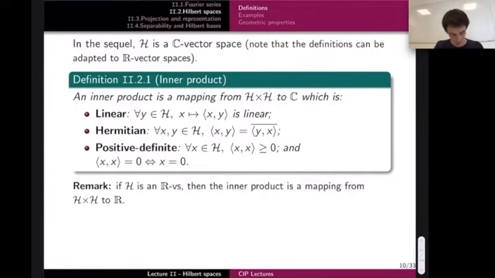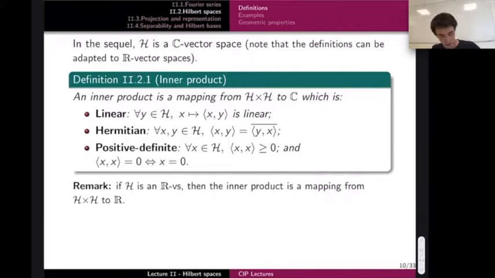So the first thing we ask of an inner product is to be linear. Be careful that this is linear with respect to the first variable here. Actually, it's not linear with respect to the second variable. Why? Because we ask the inner product to be Hermitian, which is the following property: for any x and y in H, the scalar product of x and y is the conjugate. This bar here is the conjugate. It's the conjugate of the product of y and x. Let me show you that this is not linear in the second variable.